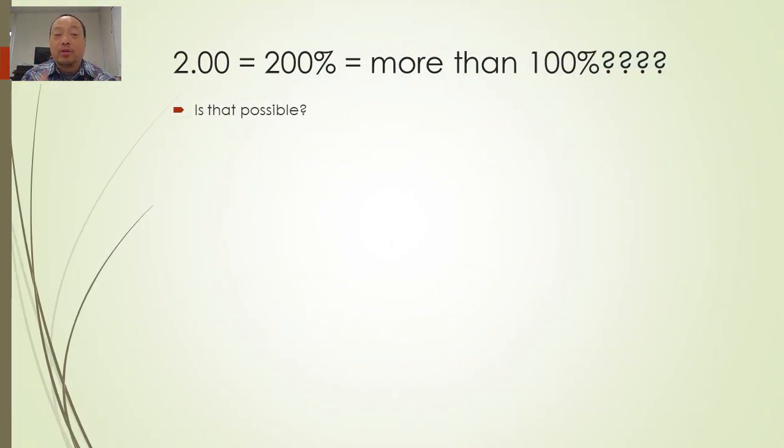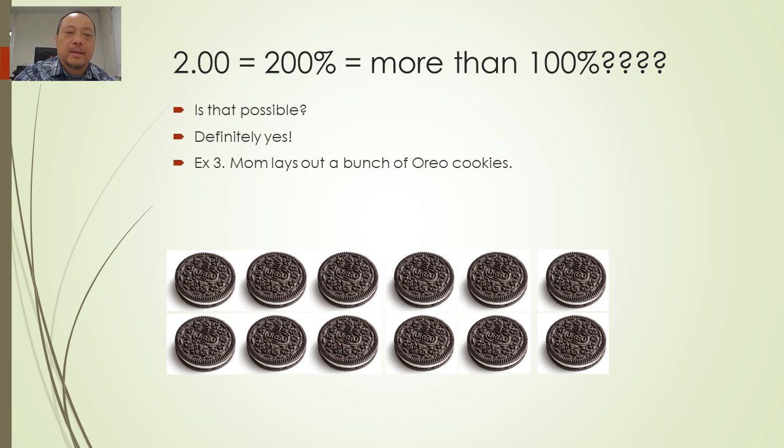Wait, is 200% even possible? Many of you may have been told that we cannot have more than 100%. And 200% is more than 100%, so is that possible? Oh yeah, it's totally possible. You totally can have more than 100%. There's no rule that says you cannot have more than 100%. That's a myth. Let me show you an example.